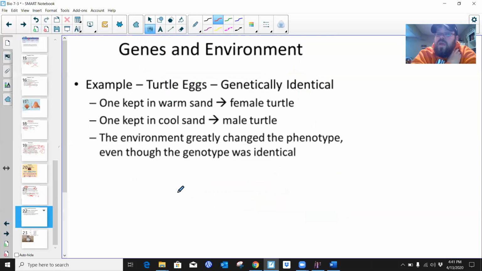In terms of gender. But when you put turtle eggs within warm sand, or they incubate within warm sand.